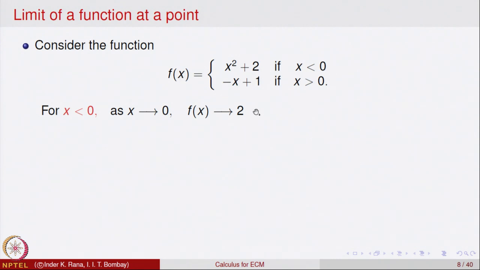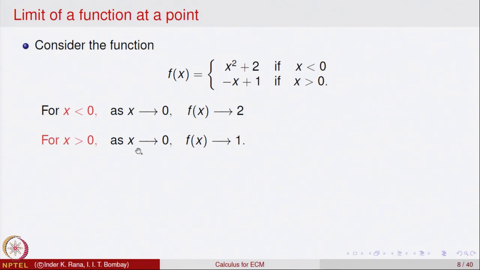One is tempted to put this value here, that x is equal to 0 gives you 2. That works in many situations, but not always. So, be careful, always try to analyze at least using sequences. So, what we are saying is, if x n is a sequence less than 0 and x n converges to 0, then x n square also converges to 0. So, f of x n converges to 0 plus 2, that is 2. So, for x less than 0, as x approaches 0, f of x approaches the value 2.